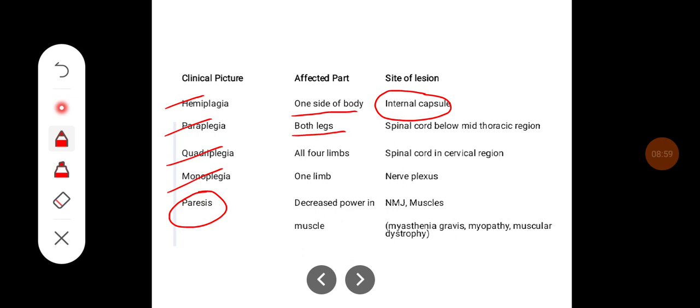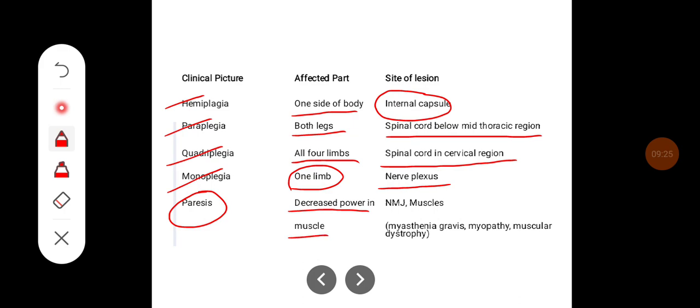Paraplegia is involvement of both the legs, and the site of lesion will be the spinal cord below the mid-thoracic region. And in quadriplegia, all 4 limbs are affected, where the lesion will be in the spinal cord in the cervical region. Monoplegia, only one limb is affected. It may be the involvement of the nerve plexus, and paresis is nothing but the decrease in the power in the muscle. The site of the lesion could be in the neuromuscular junction and muscles themselves, and some of the causes for muscle paresis are myasthenia gravis, myopathy, and muscular dystrophies.